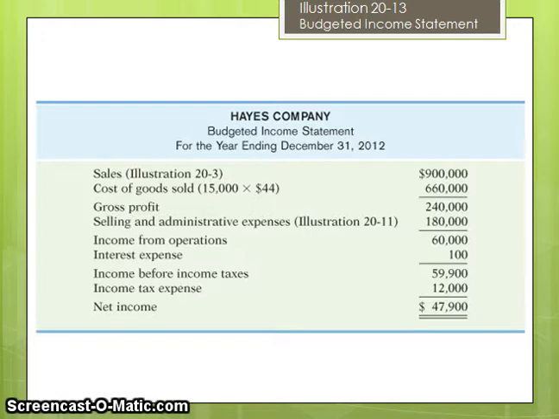Our selling and administrative expenses come from that budget that we previously did. We subtract that out from gross profit, and that gives me income from operations. Interest expense would be something we would need to get. We haven't done a budget for that. And that gives me EBIT, earnings before interest and taxes. That's just EBT, earnings before taxes. Then we'd have to calculate our income tax expense based on what percentage we're expecting in taxes. And then that's going to give me net income. But these are, again, estimated figures based on those previous budgets that we've already compiled and calculated.